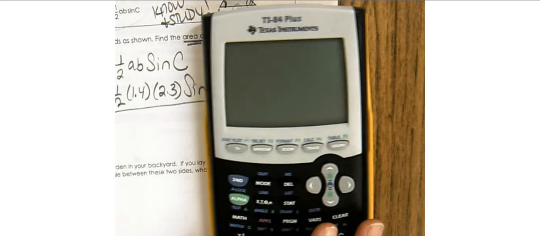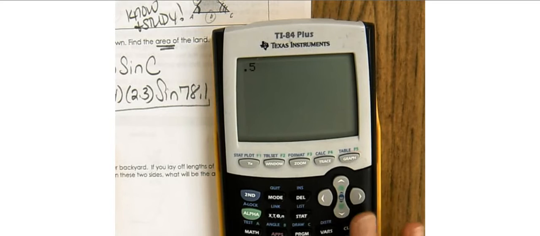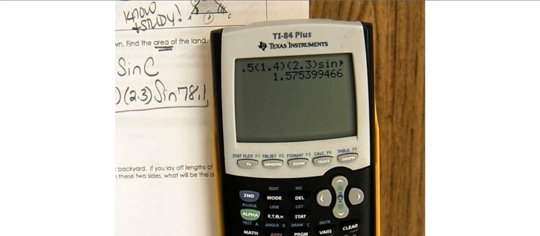And all you have to do is put this whole thing into your calculator exactly as you see it. So let me show you what that looks like. I'm literally going to put into my calculator 0.5 times 1.4 times 2.3 times the sine of 78.1. And I'm going to close my parentheses, and I end up with 1.5, let's round to the nearest hundredth, 1.58 miles squared. So this is area. Our units are always squared. So this is 1.58 square miles. And that is our answer. That is it. That is all you do.